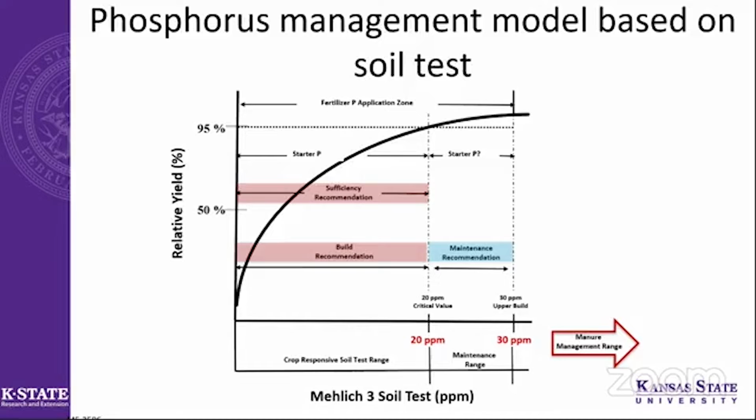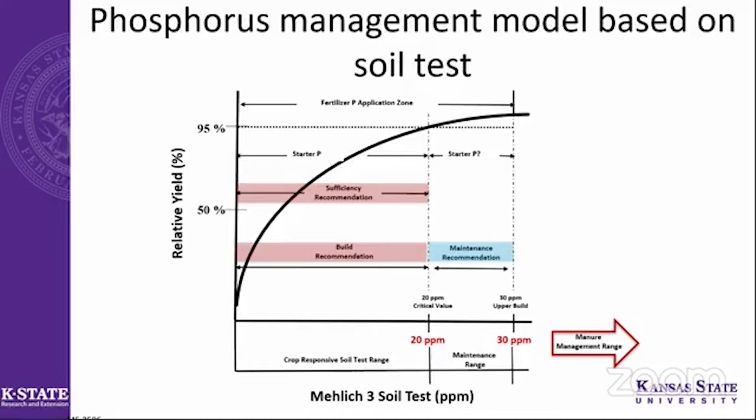So essentially anything below 20 parts per million using that method, we're talking about what we call a sufficiency, which is a responsive range where we need to do applications to get close to the maximum yields. And so that's one situation.